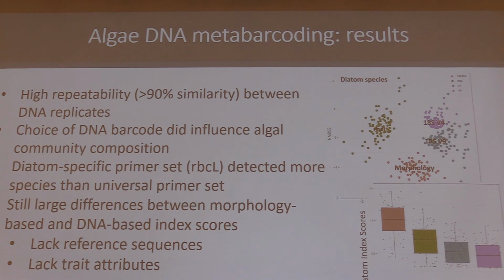So to jump right into the results, some of our key findings from this pilot study. First, the good news. We saw really high repeatability between our DNA replicates. When we were collecting our samples, we took a number of different field replicates, and we compared how our algal community composition varied, or in this case didn't vary too much, among these replicates in our DNA results.